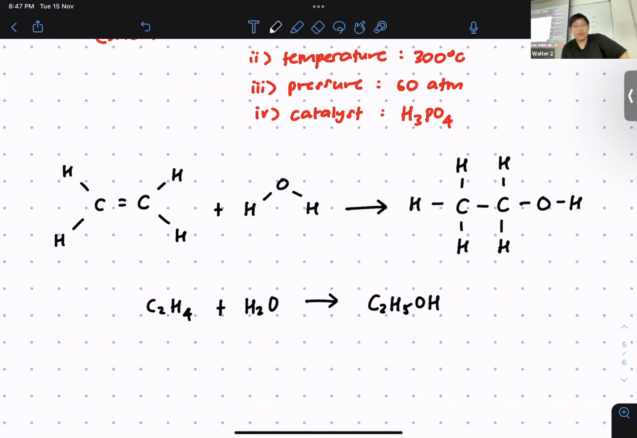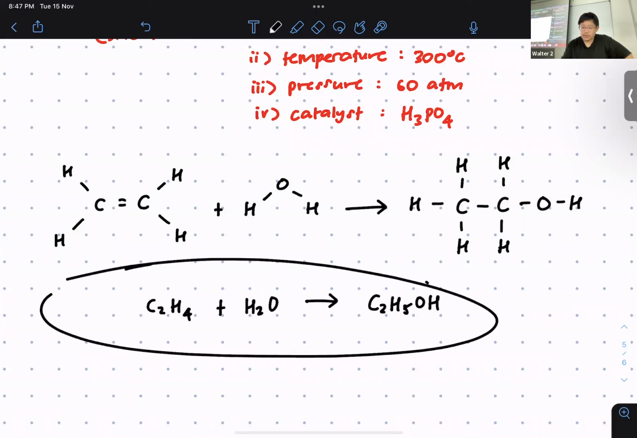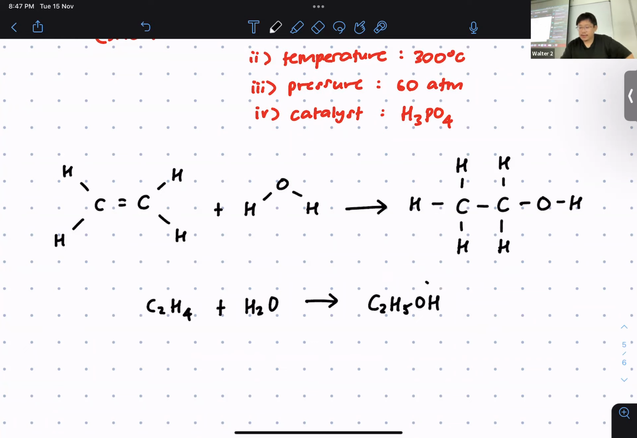Now if you were to write chemical equations, you don't have to write the reaction conditions. You only have to write them when they ask you to do so in the exam. So if they say, write the balanced chemical equation for the formation of ethanol from ethene and steam, then this is it. You don't have to write the conditions unless they ask you to, then of course you have to write it separately usually.